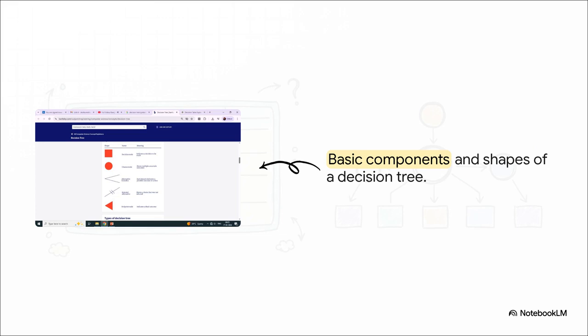The whole process kicks off at the root node. From there, you branch out to decision nodes. Those are the squares, which basically tell you, hey, a choice needs to be made here. Then you've got chance nodes, represented by circles, which show multiple uncertain outcomes.